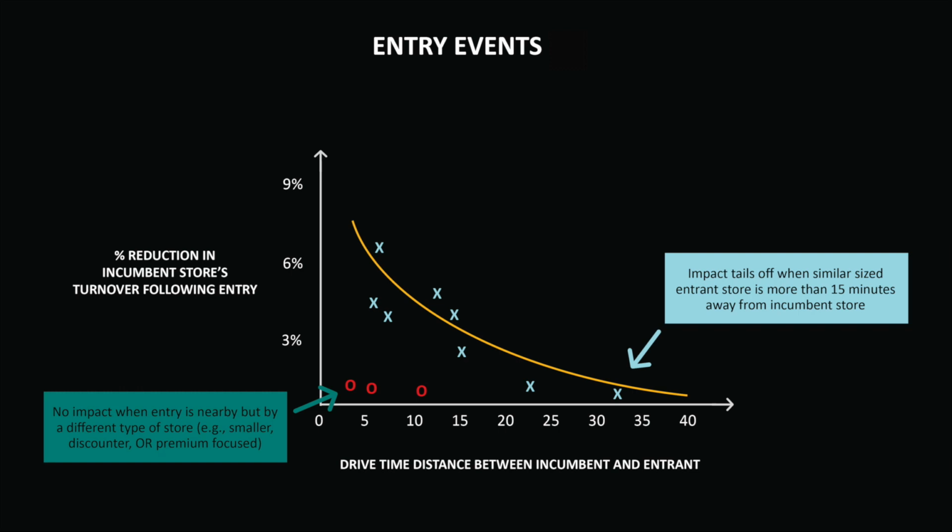Now let's think of a related but different example. Suppose we're also interested in understanding the extent to which a different type of store may be in the same relevant market. For example, a discounter store or a store that focuses on premium customers. That's shown by the red circles on the diagram here. And what we see is even when entry occurs very close to the incumbent store, there really is a very limited impact on that store's turnover. So that would suggest that the new entrant in this case is not in the same relevant market, which sheds light on the relevant product market definition.